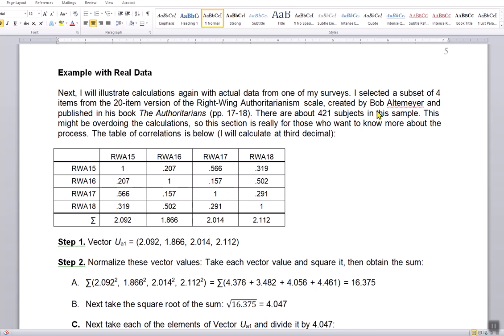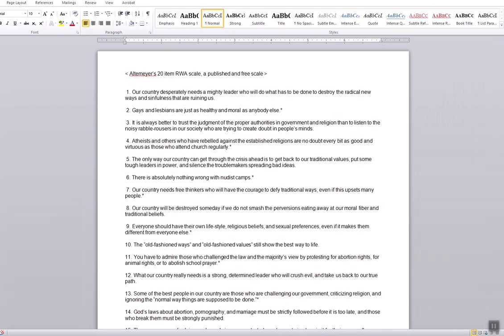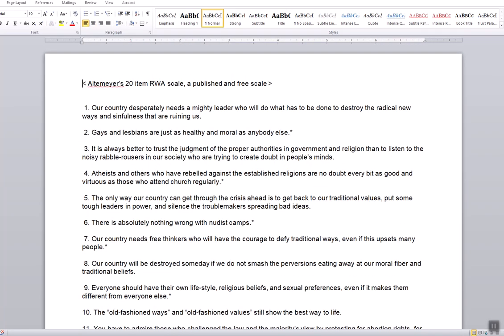If you Google right-wing authoritarianism or RWA and Bob Altmaier, you'll find his webpage, and he's got a free PDF of the book available. You can also buy, I think, a print-on-demand version of the book off of Amazon. But you can just download the PDF of it. So the scale itself is found on pages 17 and 18 of Altmaier's book. I've got the scale items right here, so let's take a quick look at that.